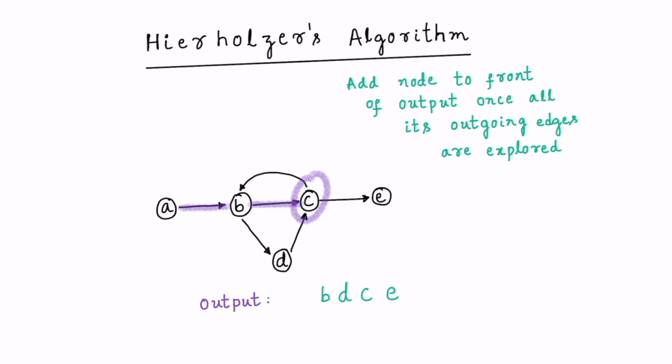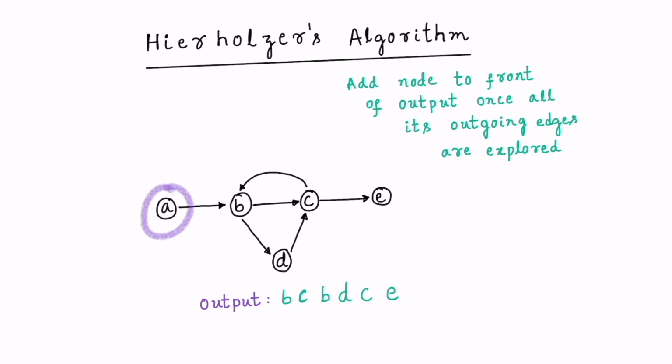Again, from C, there are no more outgoing edges. We backtrack to B and add C to the output. I've added C to the output over here. We're back at B again, and there are no more outgoing edges, so we backtrack to A and add B to the output. I've added B to the output over here.